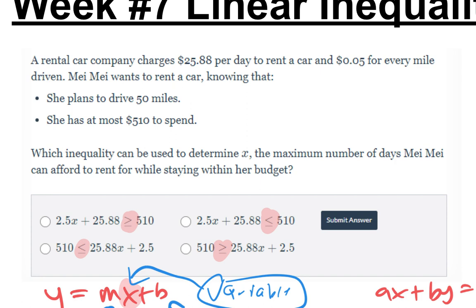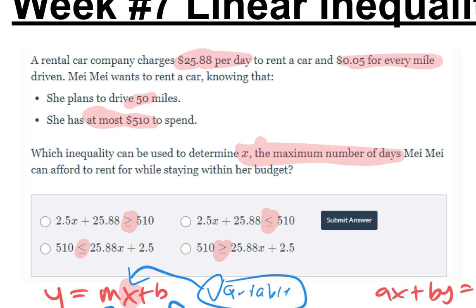It says a rental car company charges this much per day. Where you see that per comes into mind, and 0.05 for every mile driven. She wants to rent a car, knowing that she plans to drive 50 miles, and she has at most, that's a keyword, $510 to spend. We're going to circle or highlight any of the key math information. Which of these choices can be used to determine x, the maximum number of days? That tells us what that variable is. How much can she afford to rent?